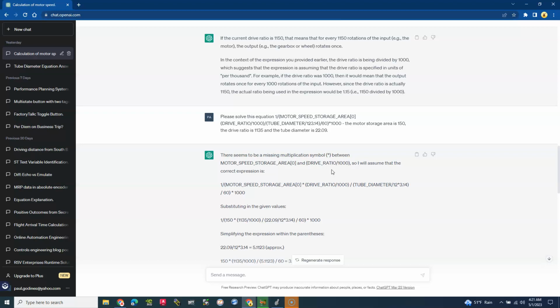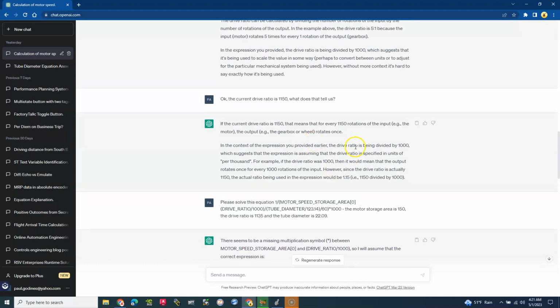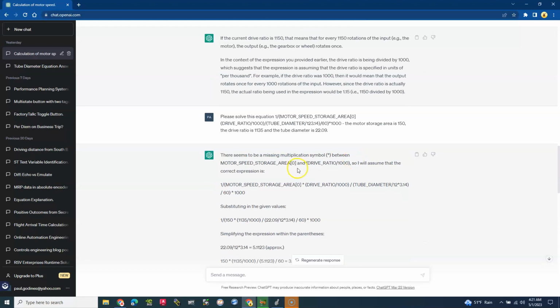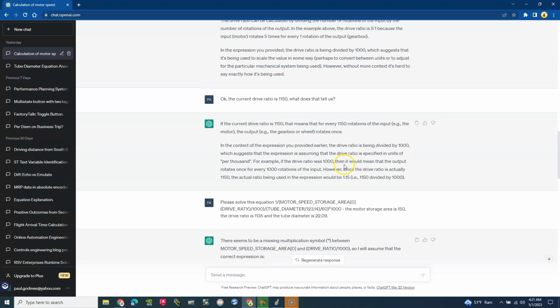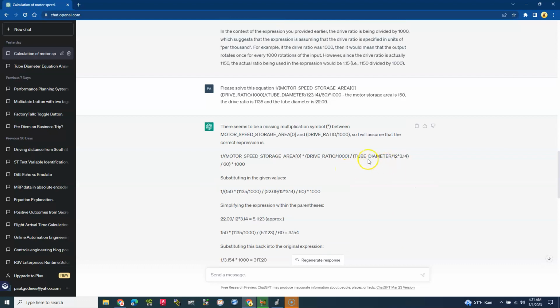So we have to know what our motor speed is, which is the motor speed storage area. We're storing that speed there. We have to know what our drive ratio divided by 1,000 is. We've got to know why we're dividing it by 1,000, which it talks about right up here, right? So it discusses what that drive ratio divided by 1,000 means. We need to understand what we are doing with this part of the expression: tube diameter times 12, multiplied by 3.14, and the rest of the expression divided by 60 times 1,000.